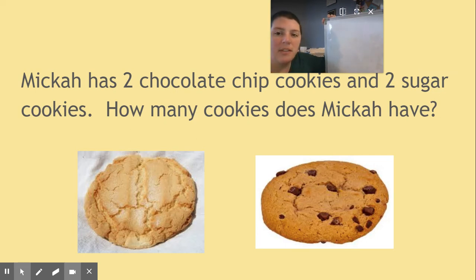Can you represent this problem? You can use your cubes. You can represent it using drawings. You might represent it on your fingers or using counters. So take a few minutes and represent this one and try to solve it. Micah has 2 chocolate chip cookies and 2 sugar cookies. How many cookies does Micah have?